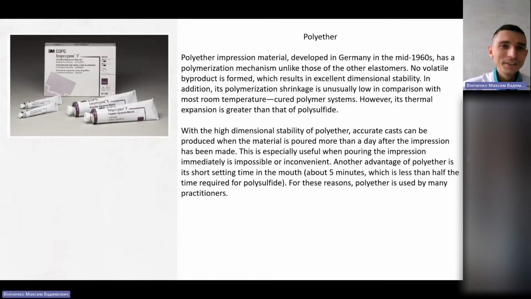Polyether, developed in Germany in the mid-1960s, has a polymerization mechanism like those of the other elastomers. No volatile byproduct is formed, which results in excellent dimensional stability. In addition, its polymerization shrinkage is unusually low in comparison with most room temperature polymer systems. With the high dimensional stability of polyether, accurate casts can be produced when the material is poured more than a day after the impression has been made.